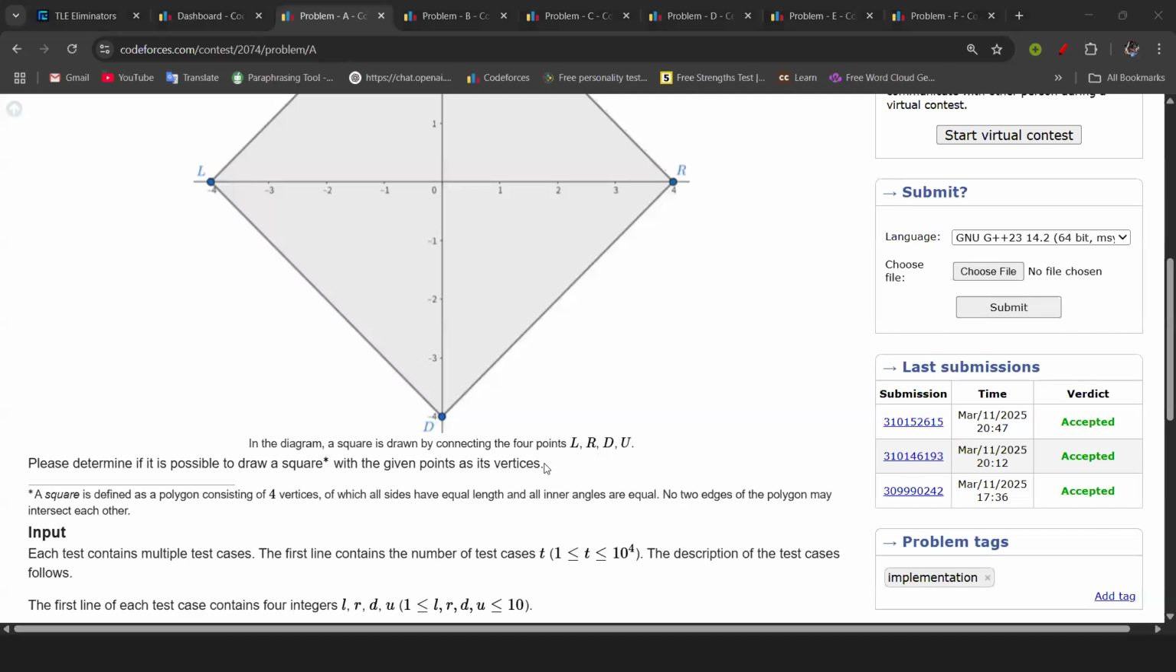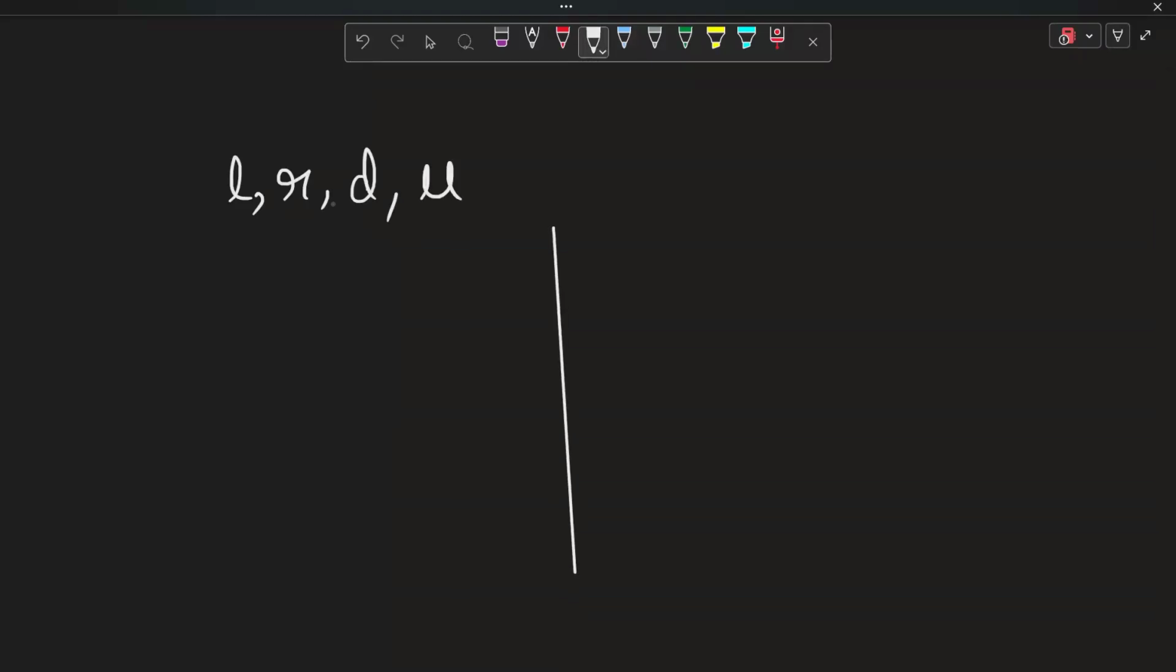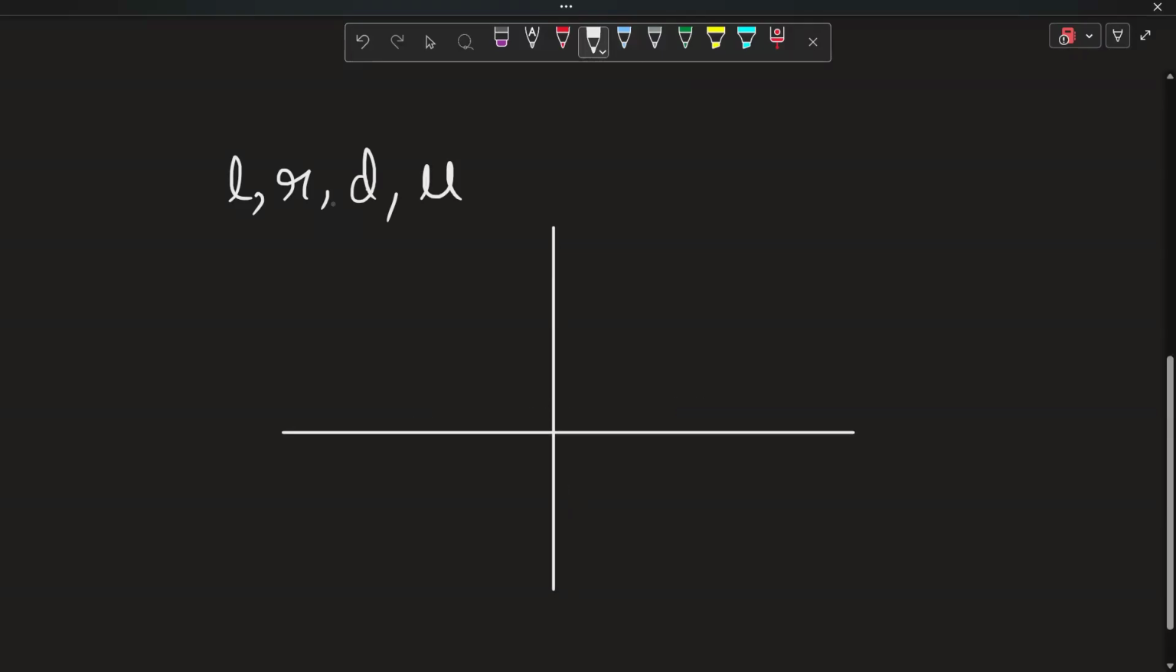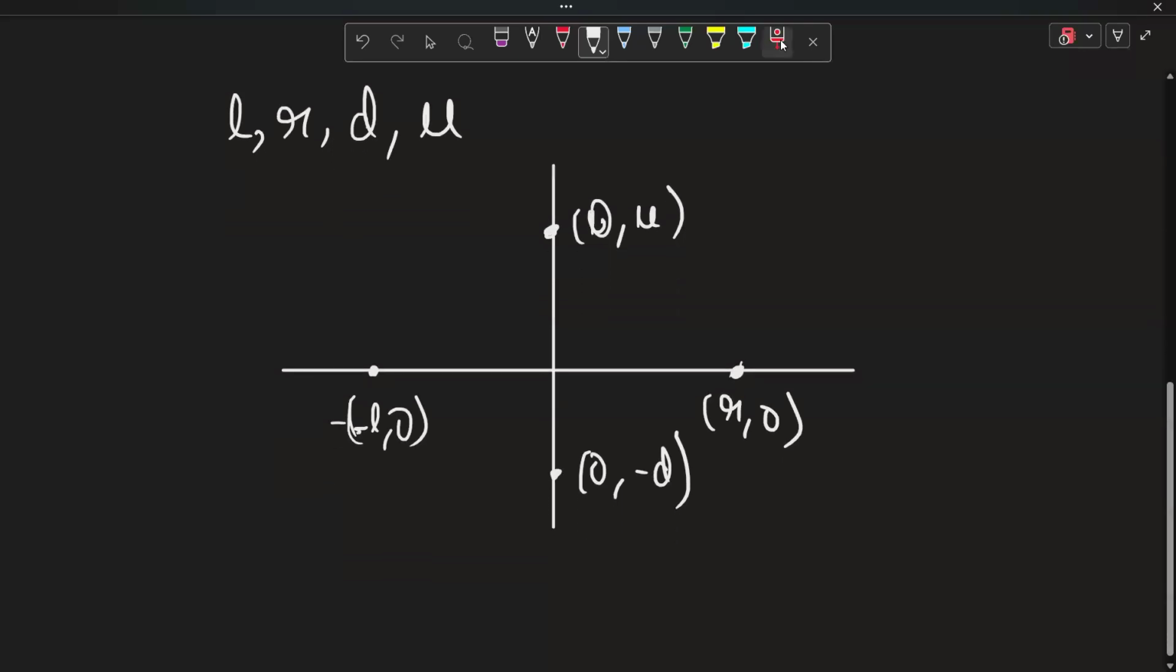So basically, you are given 4 positive integers L, R, D, and U, which represent 4 points in the coordinate axis. This is minus L comma 0, one of the points. Then R comma 0 is one of the points, then 0 comma U, and 0 comma minus D. With these 4 points, whatever figure you form, you have to determine whether this figure is a square or not.